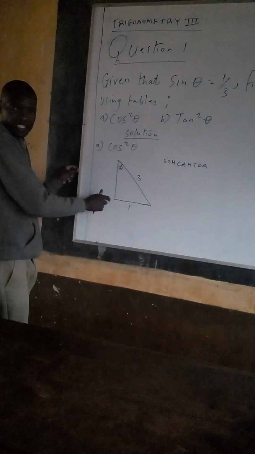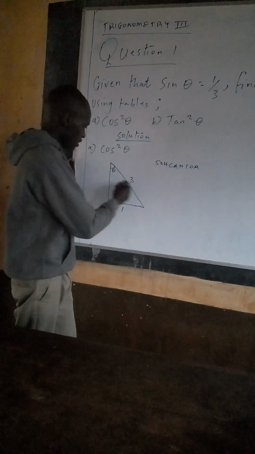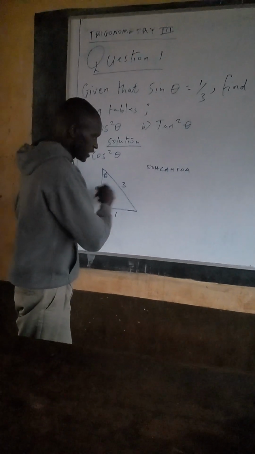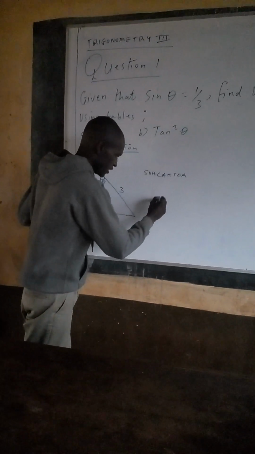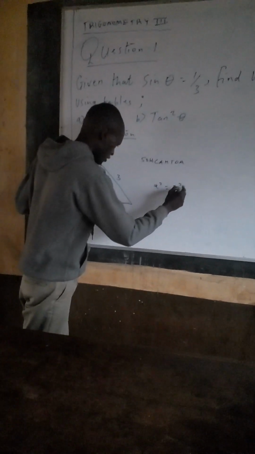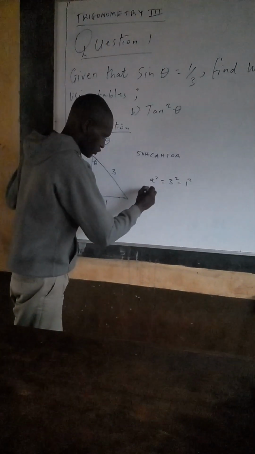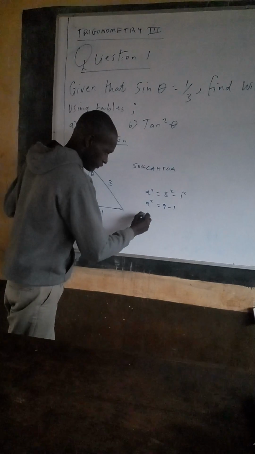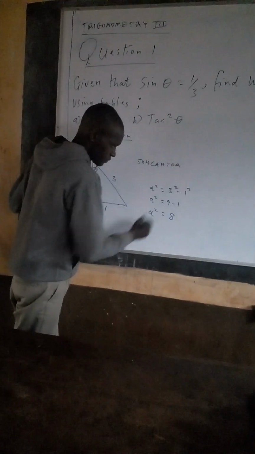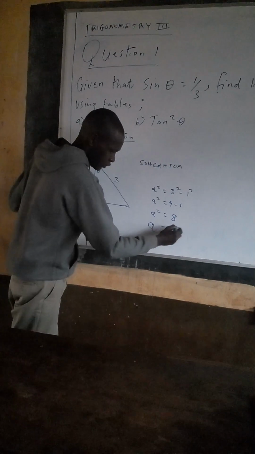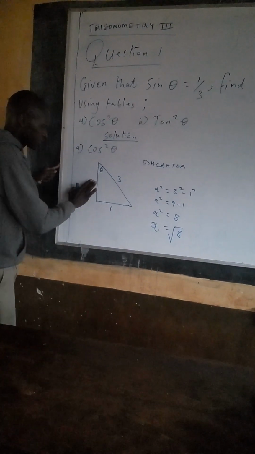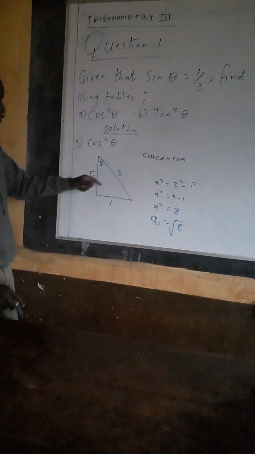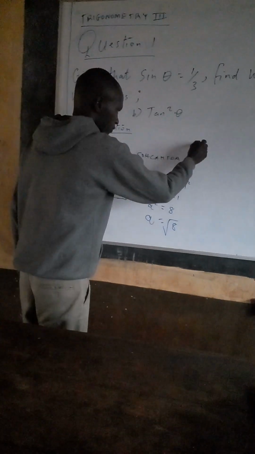So for us to get the adjacent, we shall apply the Pythagoras theorem. Let the adjacent be A. So A squared is equal to 3 squared minus 1 squared. So A squared is equal to 9 minus 1. Therefore, A squared is equal to 8, and the value of A will be equal to the square root of 8. So here, this A, we shall replace with the square root of 8.